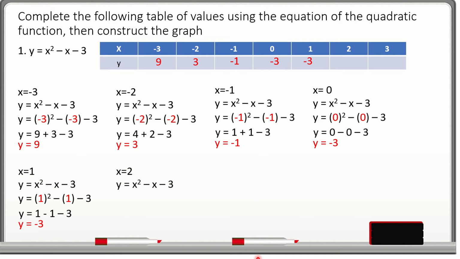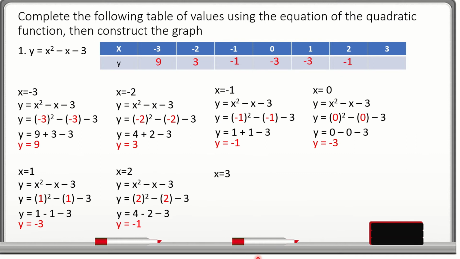We have y is equal to x squared minus x minus 3. So substitute. We now have 2 squared minus 2 minus 3. Then we simplify. 2 squared is 4 minus 2 minus 3. So 4 minus 2 is 2 minus 3. We have y is equal to negative 1.